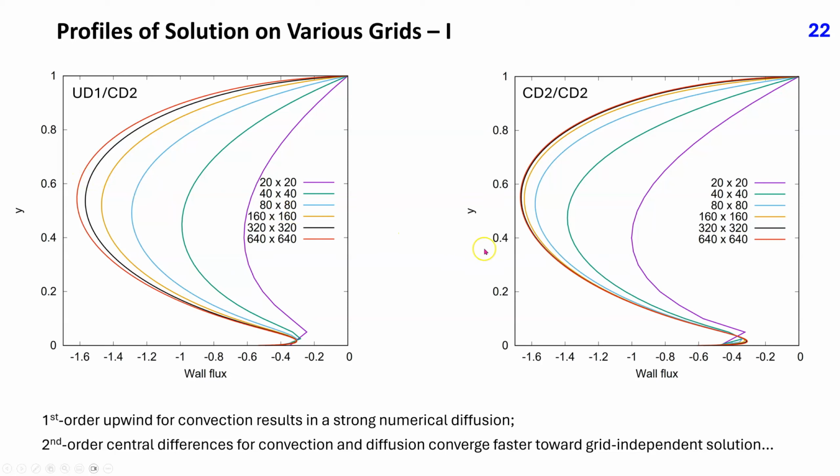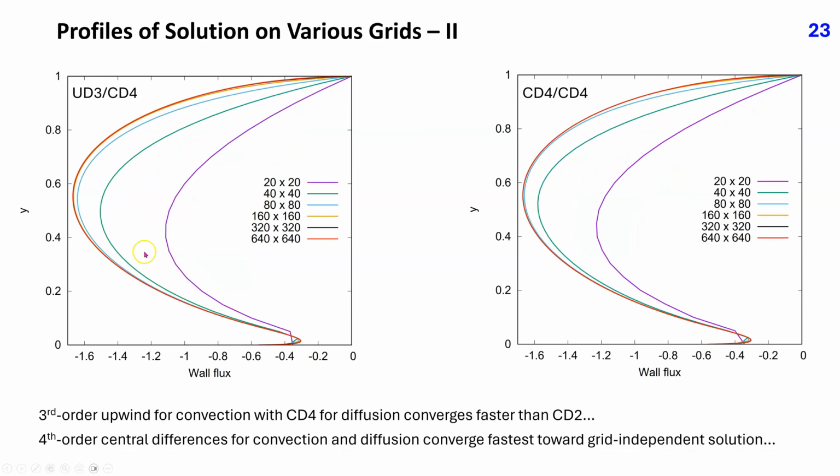The situation is better when second-order central differences are used for both convection and diffusion. The first grid is obviously too coarse, but from 40 by 40 subdivisions the expected reduction of distance between curves by a factor of 4 is evident. By comparing the peaks on the curves, we see that the solution from the finest grid in the left plot is less accurate than the solution from the 160 by 160 subdivisions in the right plot.